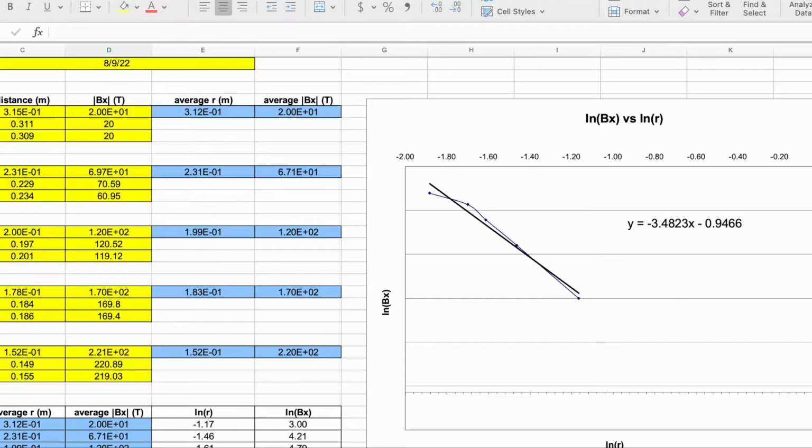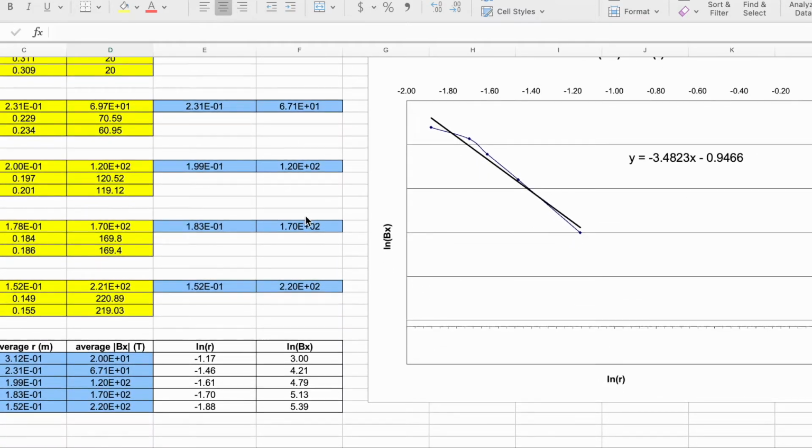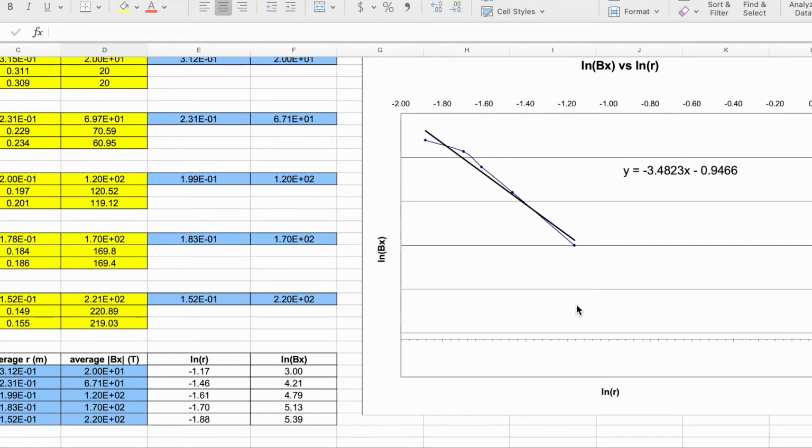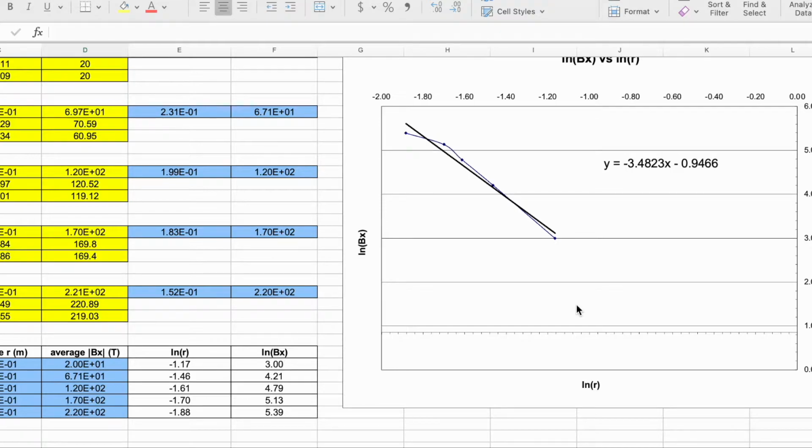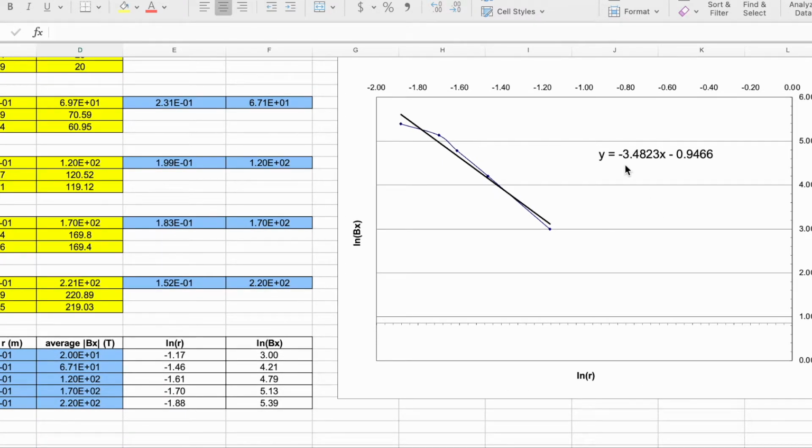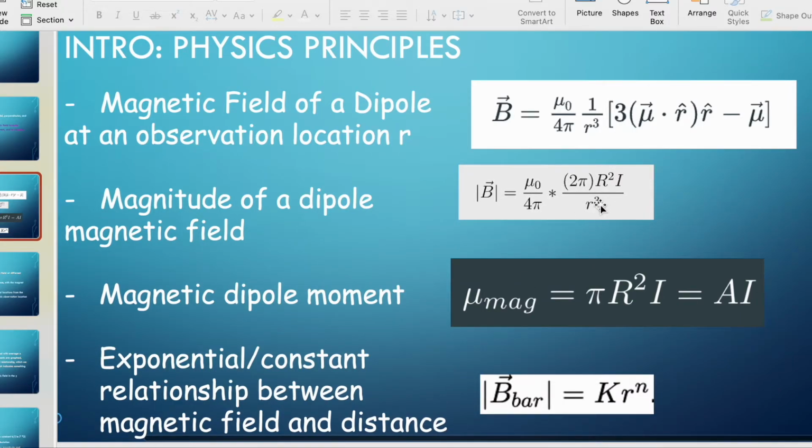Here we have our experimental data where we record the average distance as well as the average X component of the magnetic field at each of the observation locations. We take the natural log of these measurements and plot them on the graph, and it shows that there's an exponential relationship between the magnetic field X component and the distance. That factor appears in our graph to be a negative 3.48, which looks very similar to our factor of 3 in this equation, or negative 3 because it's in the denominator.